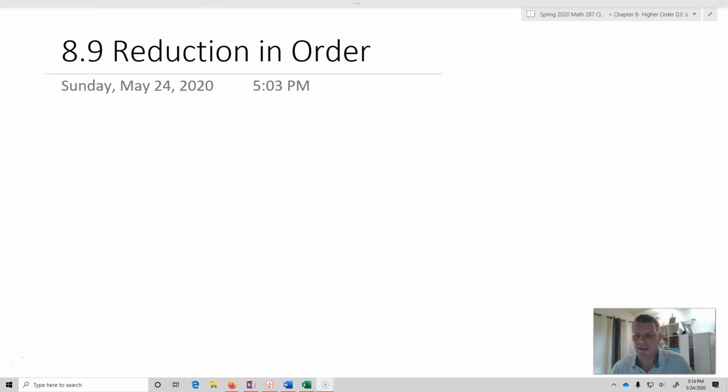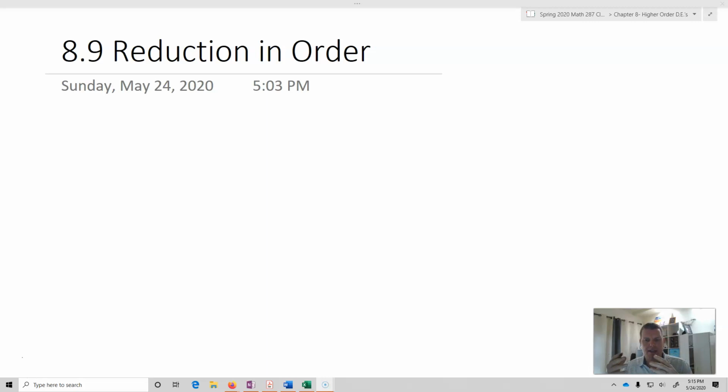So what I'm going to do now is I'm actually going to discuss reduction in order. This is 8.9. And reduction in order is a way of solving differential equations or higher order differential equations if we have at least one solution. And it's going to become very similar to utilizing the integrating factor for first order linear differential equations. So you want to make sure that you've gone through and reviewed that in case you've forgotten that. And also it's going to have some parallels to reduction in order and also some substitution that we did when we did first order differential equations.